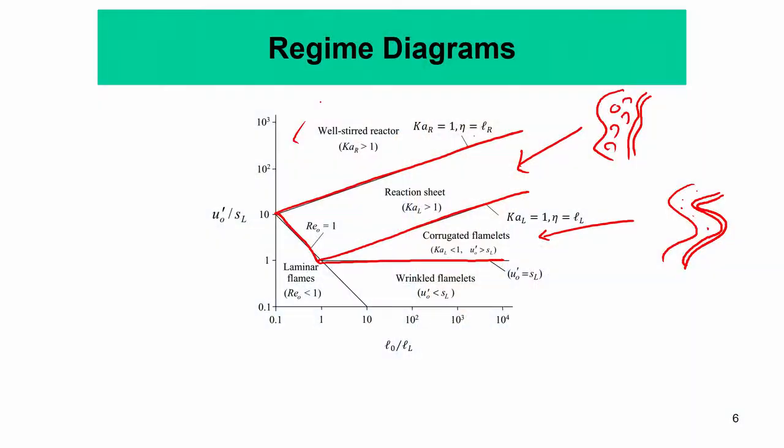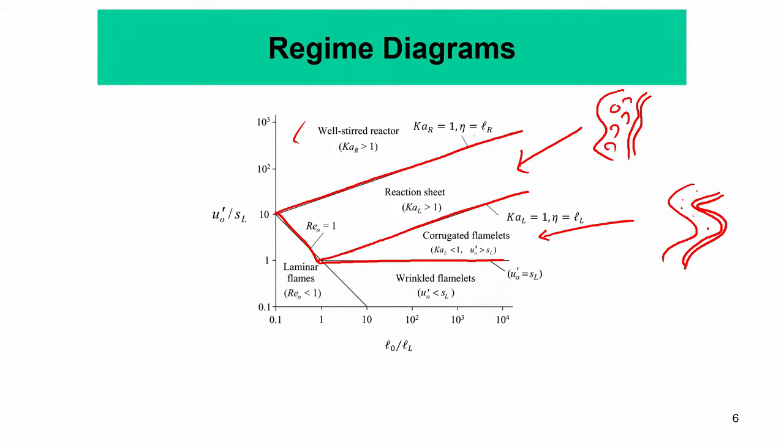Also, there is another regime, the well-stirred reactor regime, where your reaction Karlovitz number was greater than 1. It meant that your Kolmogorov length scale is smaller than the reaction zone thickness. Of course, you remember the reaction zone thickness divided by the preheat zone thickness was equal to 1 by Zeldovich number, which is a very small number. But still, if your Kolmogorov length scale is smaller than the reaction zone thickness, then it is expected that the Kolmogorov eddies can even distort the reaction zone and completely distort the flame structure, and the whole flame essentially behaves like a well-stirred reactor.